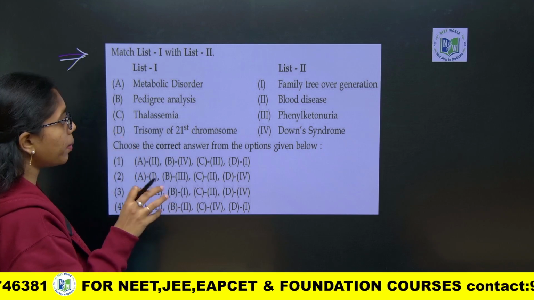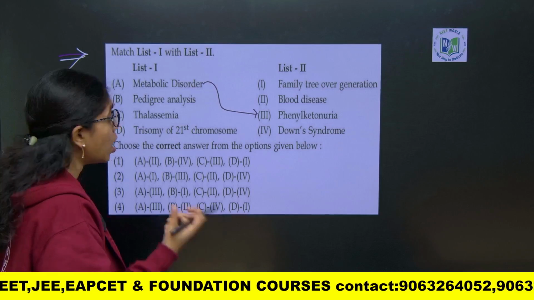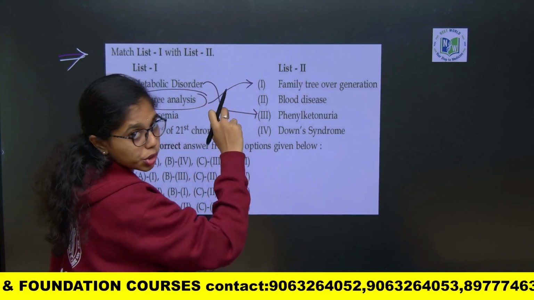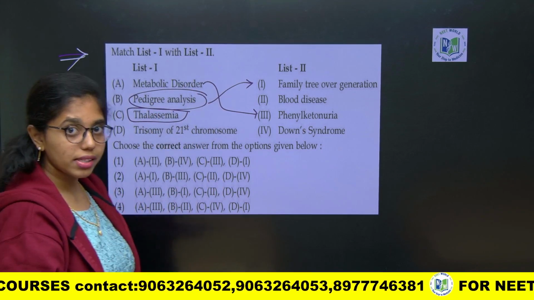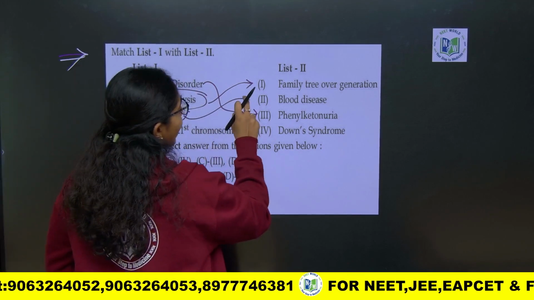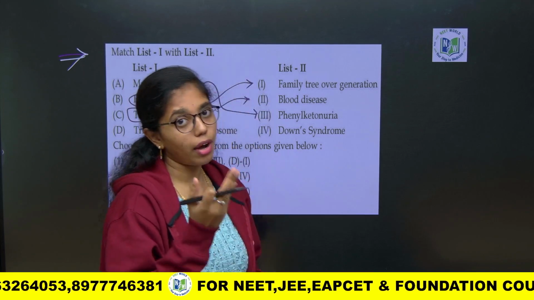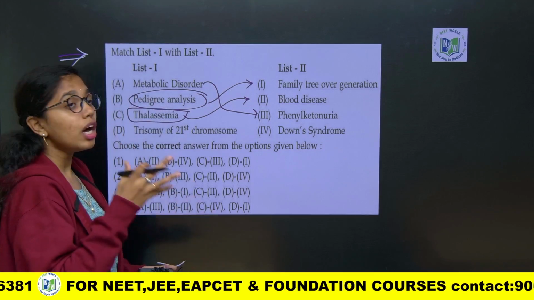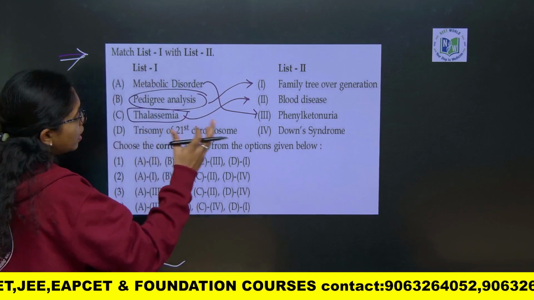And next question, match list 1 and list 2. Metabolic disorder is phenylketonuria, which is also an autosomal recessive disease. Pedigree analysis will give you the family tree over the generations. And thalassemia, that is a quantitative disease, which is an autosomal recessive Mendelian disorder. Thalassemia is a blood disease, either due to high quantity of alpha globulins or low quantity of beta globulins. Based on that, we have two types, alpha thalassemia and beta thalassemia.